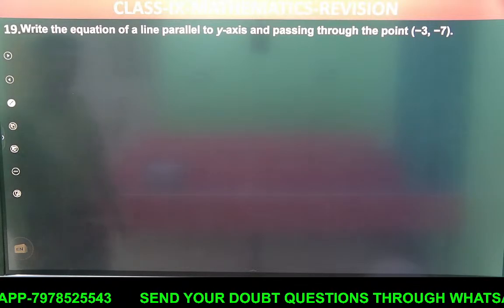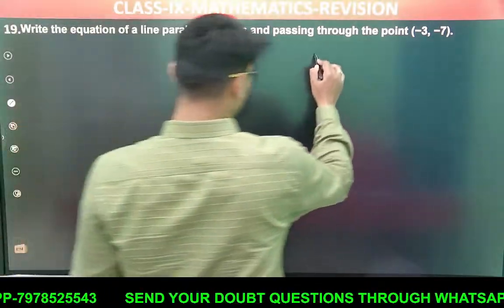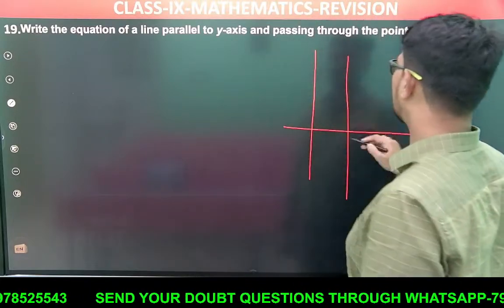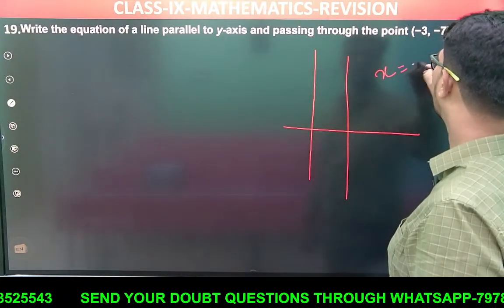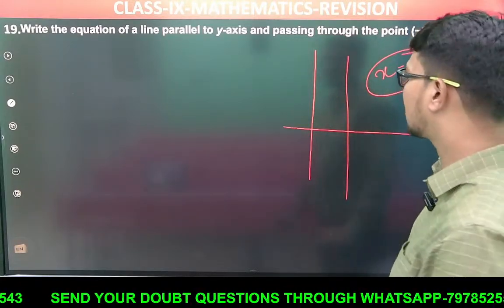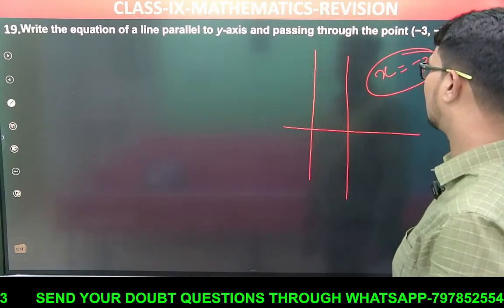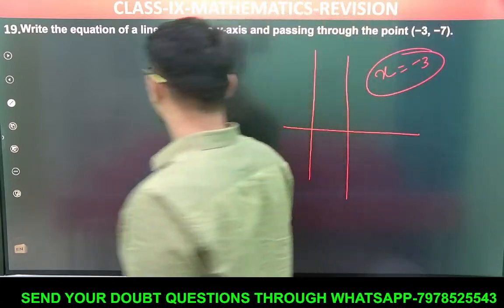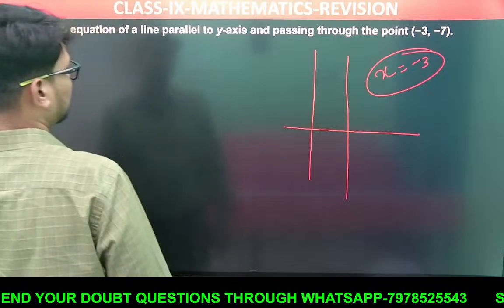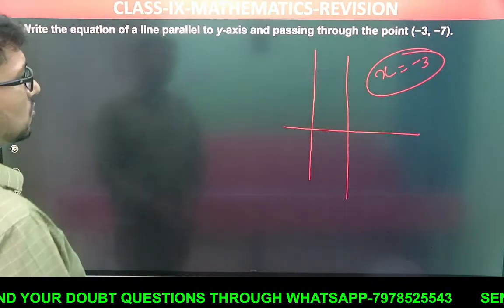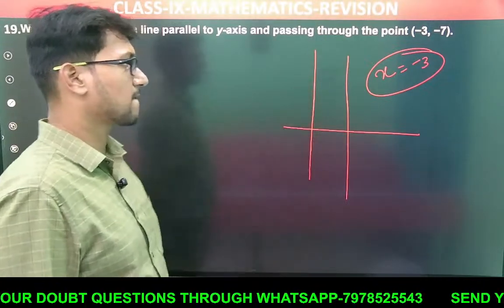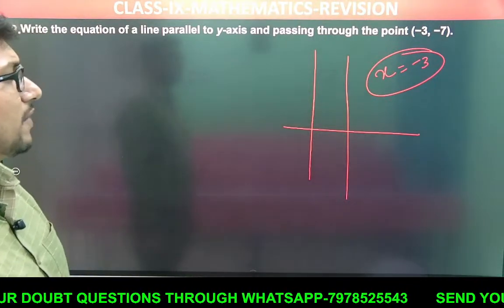Parallel to the y-axis. Check. Parallel to the y-axis means which is constant? X is fixed. X is -3. X doesn't change. So then what is the equation? Parallel to which one? Y-axis. X is fixed, y may vary.